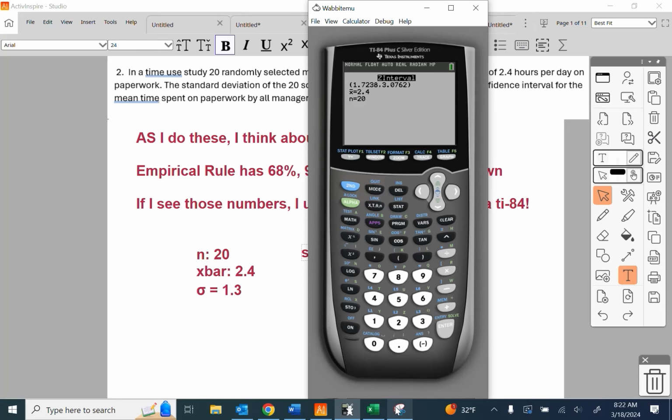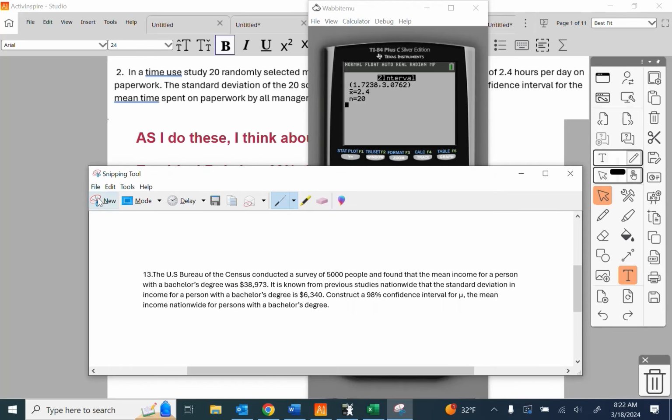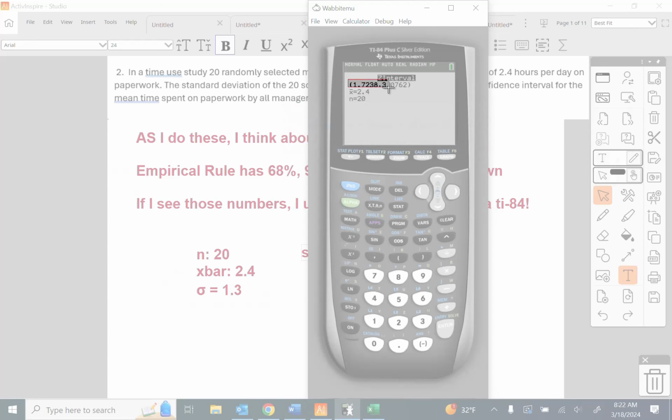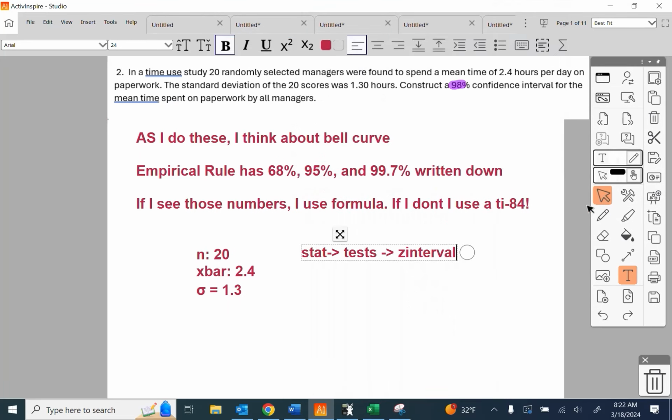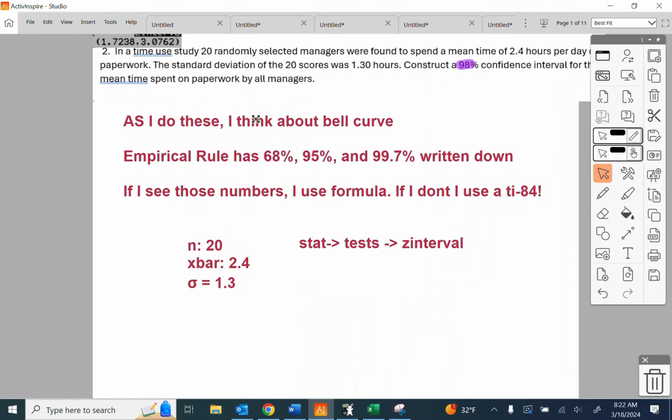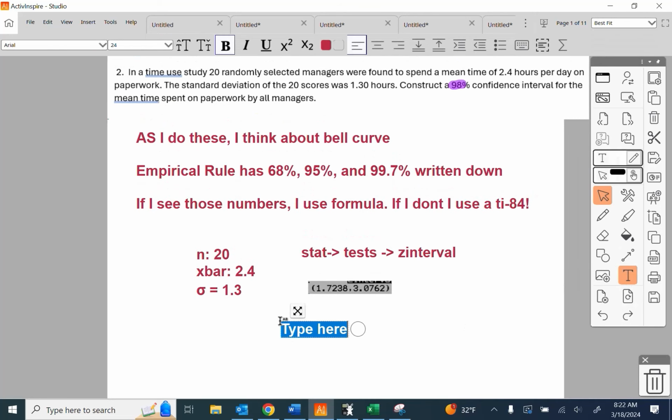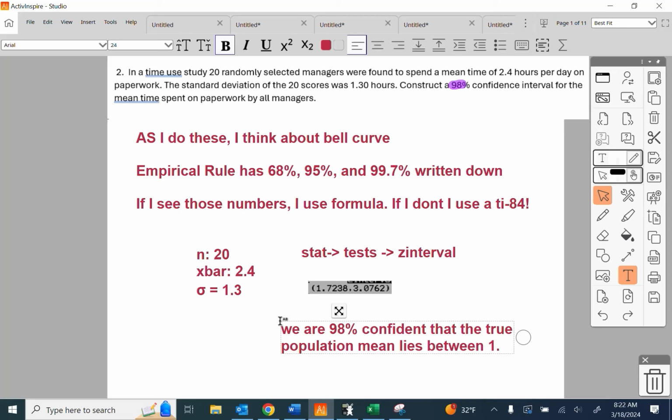And there you go. That is the 98% confidence interval. So we are 98% sure that the population mean lies in that interval. That's what that means. And again, in words, we are 98% confident that the true population mean lies between 1.7238 and 3.0762.